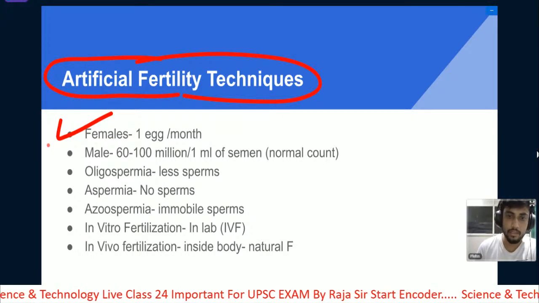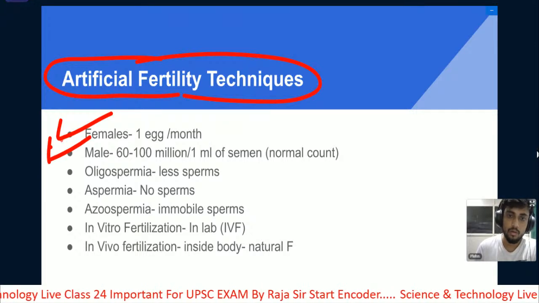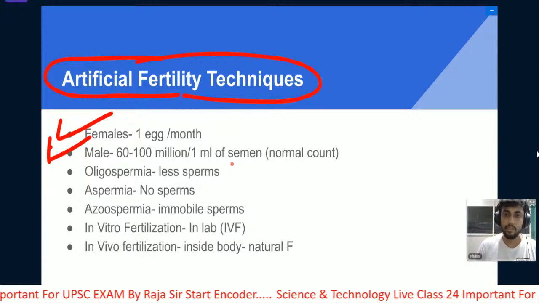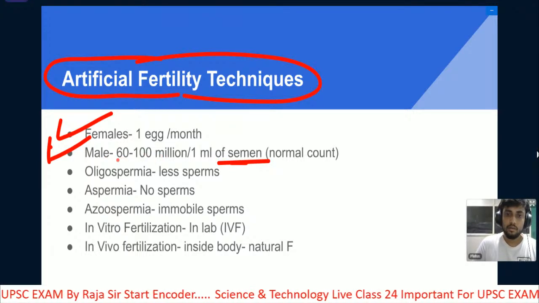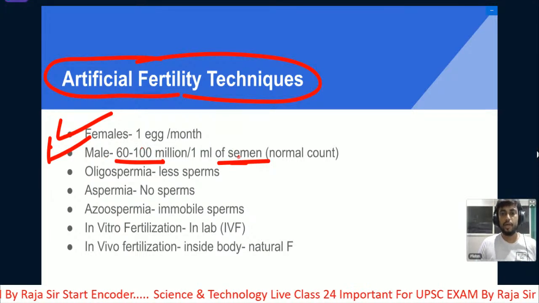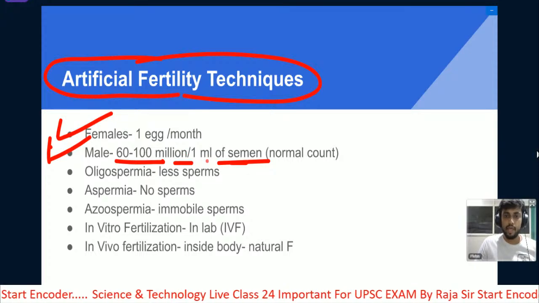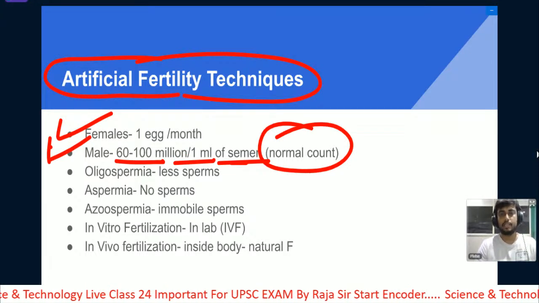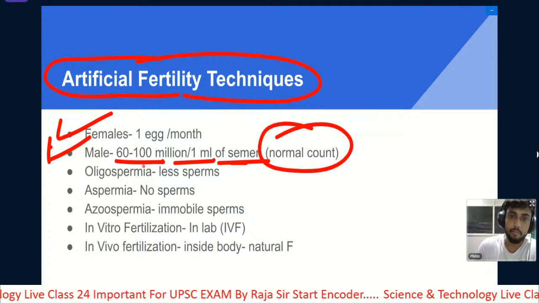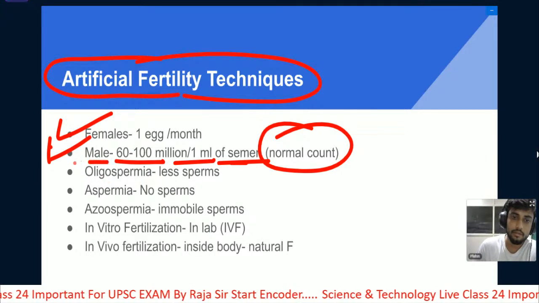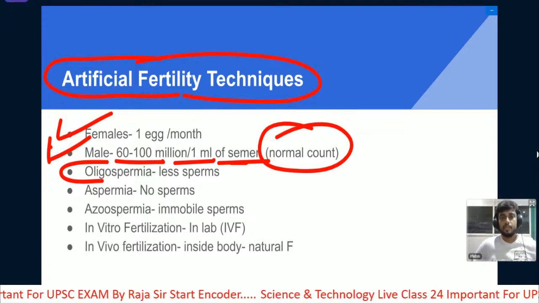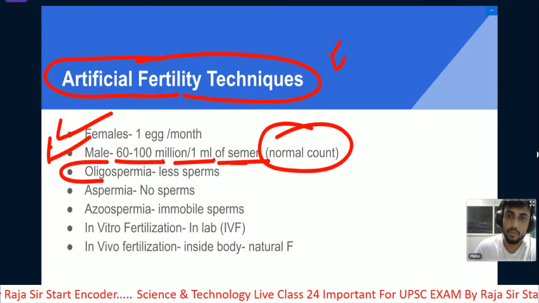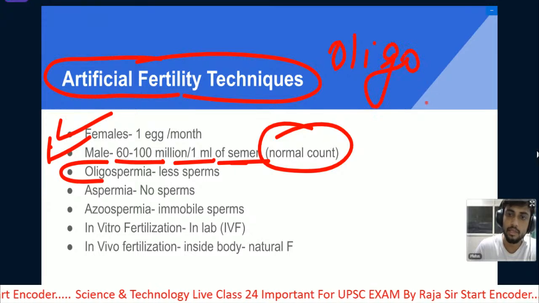And in case of males, 500 million sperms are contained in 5 ml of the semen, and we generally have 60 to 100 million sperms in 1 ml of the semen. This is the normal count, and if the count is less than this, then that person is said to be suffering from oligospermia. The term oligo means less.